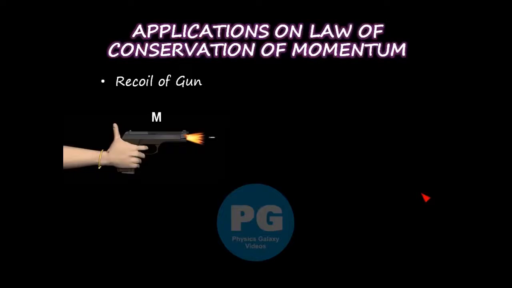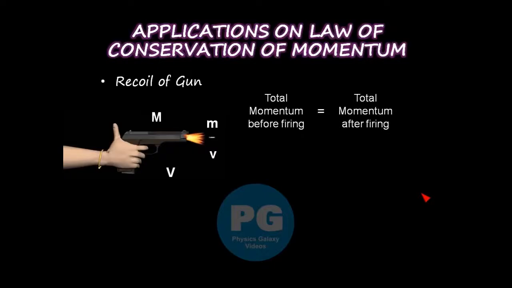Here, the mass of the gun is denoted by capital M, and the mass of the bullet is denoted by small m. As the gun is fired, the bullet moves forward with velocity of small v. As a result, the gun recoils back with velocity capital V. Now, according to the law of conservation of momentum, the total momentum before firing is equal to the total momentum after firing, that is, the initial momentum is equal to the final momentum. Now, the initial momentum of the system is 0 because initially the gun and the bullet were both in a position of rest.